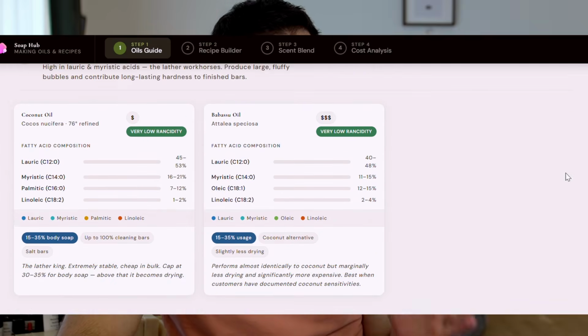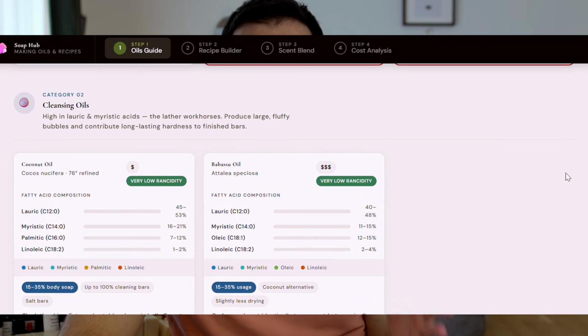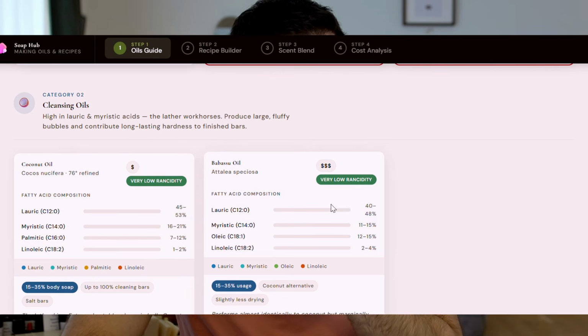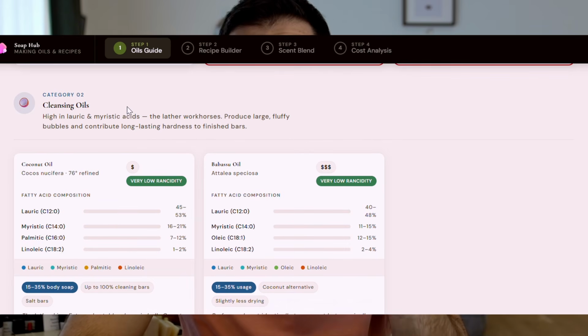And then if we go to the other categories, cleansing oils, creaminess and thickness, most of them pass the test. Basically, they are very low in linoleic acid concentration. They're mostly high in stearic and palmitic acid when it comes to hardness and structure. And when it comes to cleansing oils, they're high in lauric and myristic acid because those are the acids that add a lot of bubbles to your lather.